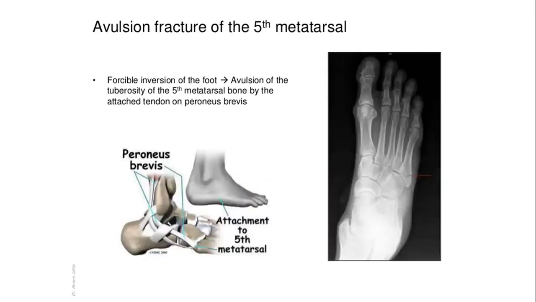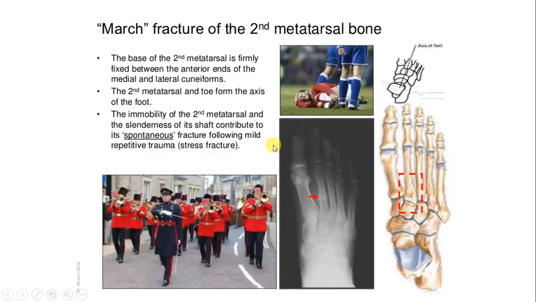Avulsion fracture of the fifth metatarsal. Here is the fifth metatarsal, and with forceful inversion of the foot, there is avulsion of the tuberosity of the fifth metatarsal by the attached tendon of peroneus brevis. It's the inversion, not the eversion. The peroneus brevis is trying to prevent the inversion, but when the force is quite strong, due to the attachment of this muscle, there is avulsion fracture of the fifth metatarsal.